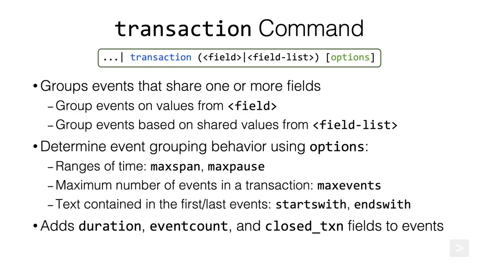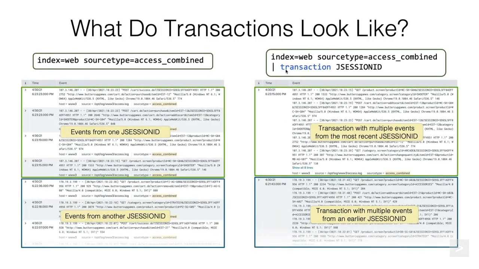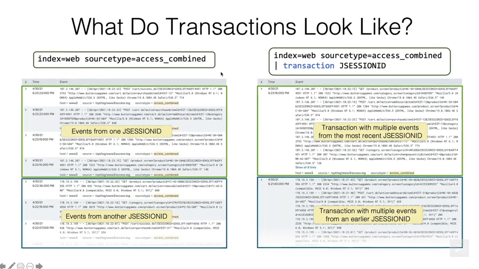Now, if multiple fields are specified within the transaction's field list, events with common values in all or some of the fields are grouped into a single transaction. When adding more than one field to the field list in the transaction command, it will return events with the same value in both fields, or the same value in one field or the other. Let's take a look at a couple examples.